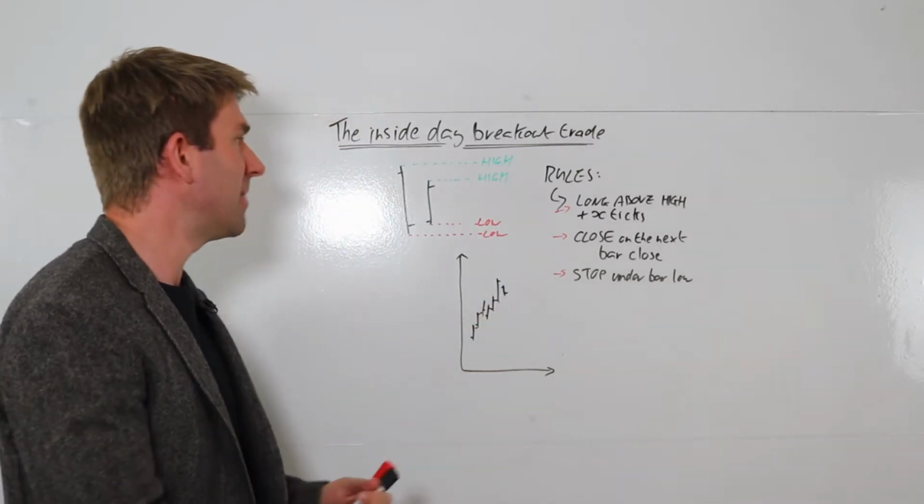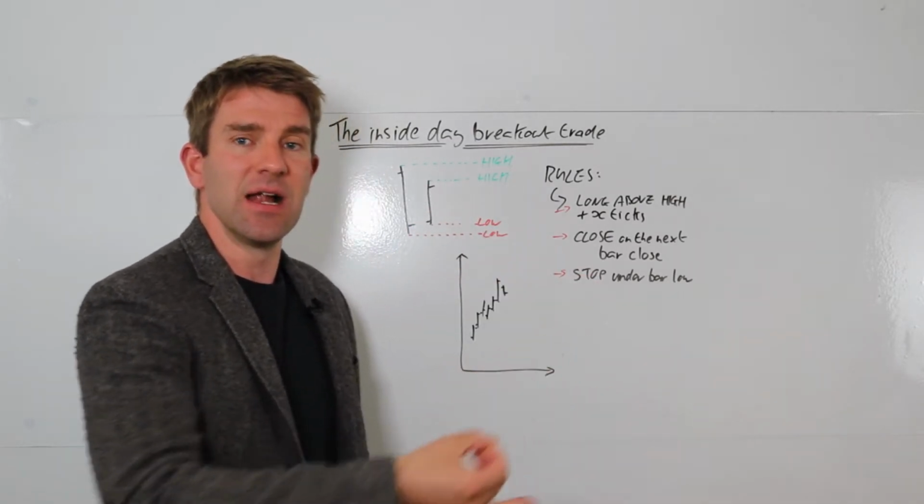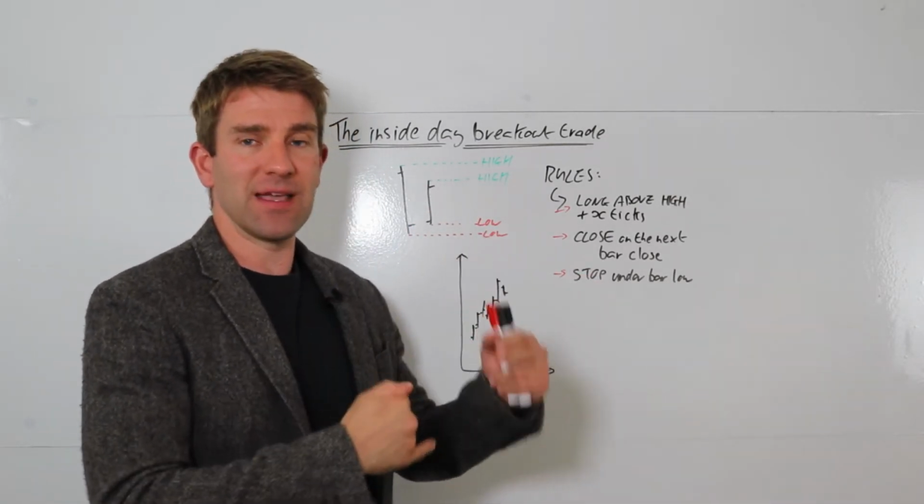So an inside day is basically when the subsequent day, or the next day, the range is within the prior day. So let's have a look at it.